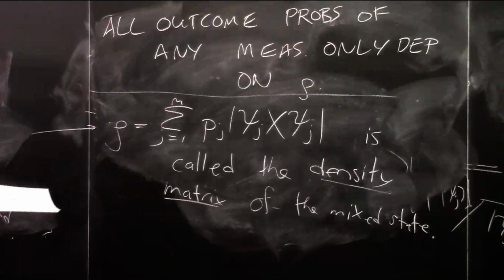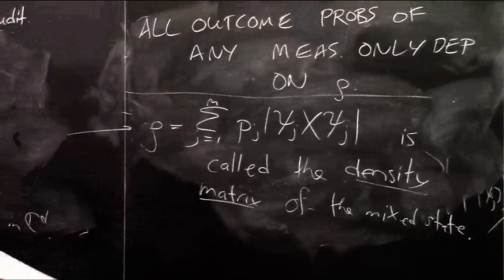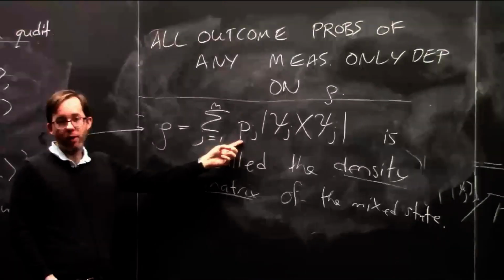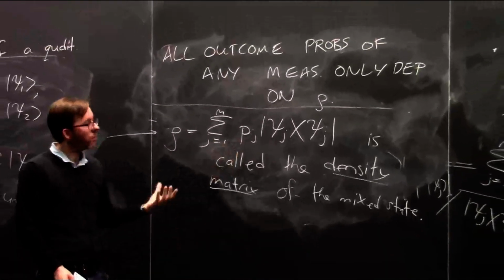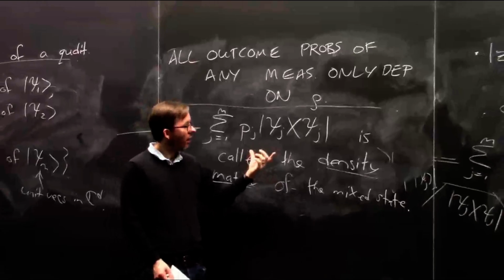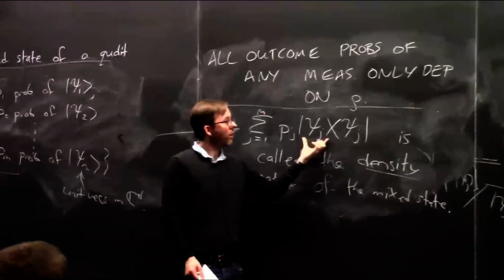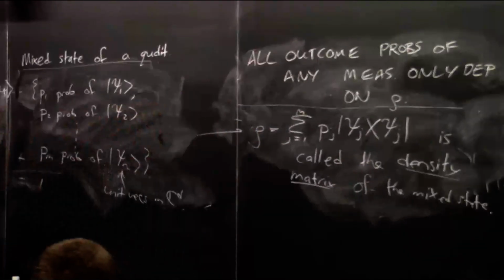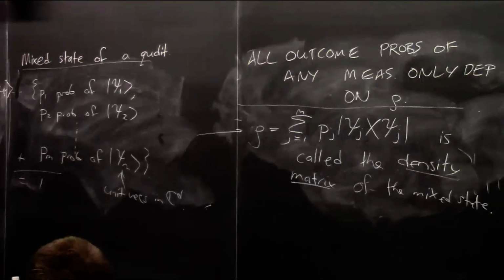I'll do some examples, but this is still all equally true if it's a pure state, meaning one of the pj's is 1 and the rest are 0. In that case, you'll have a particularly simple matrix. It's a rank 1 matrix. It's the vector's outer product with itself. It's the projection matrix onto the line defined by the pure state vector.